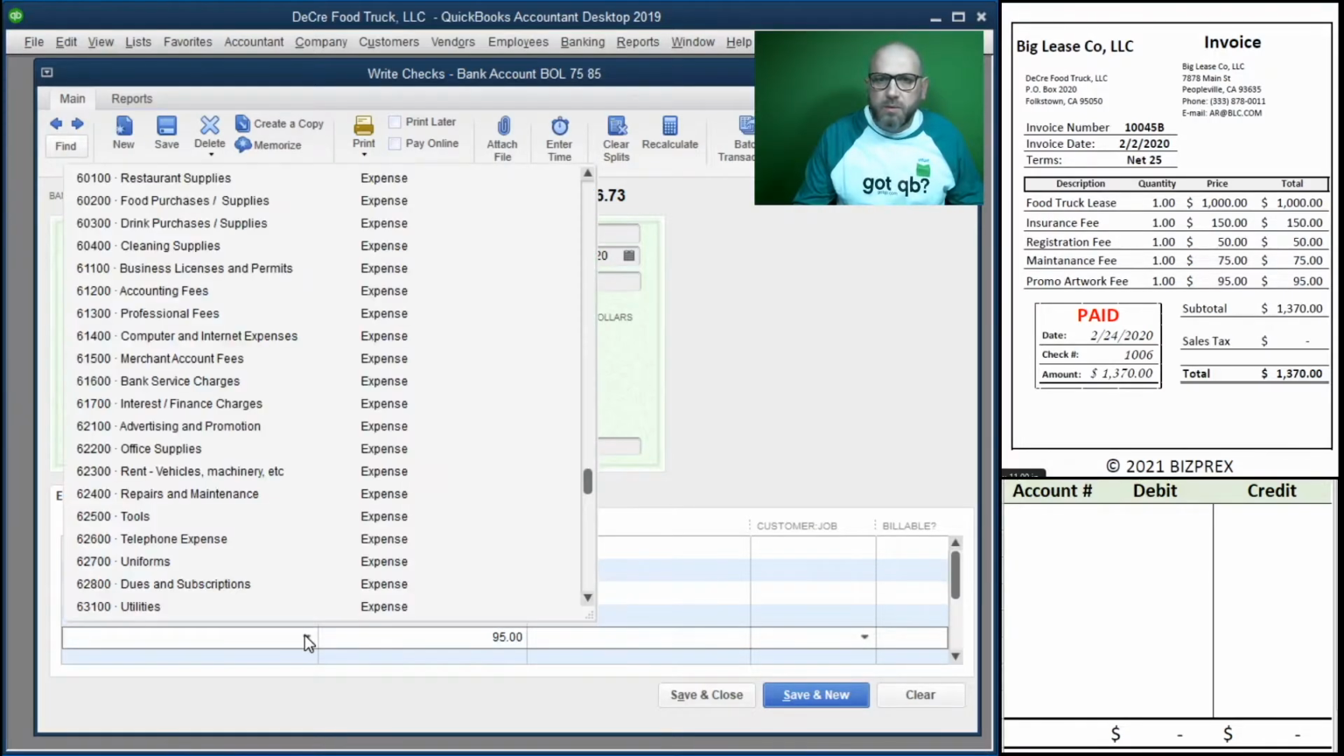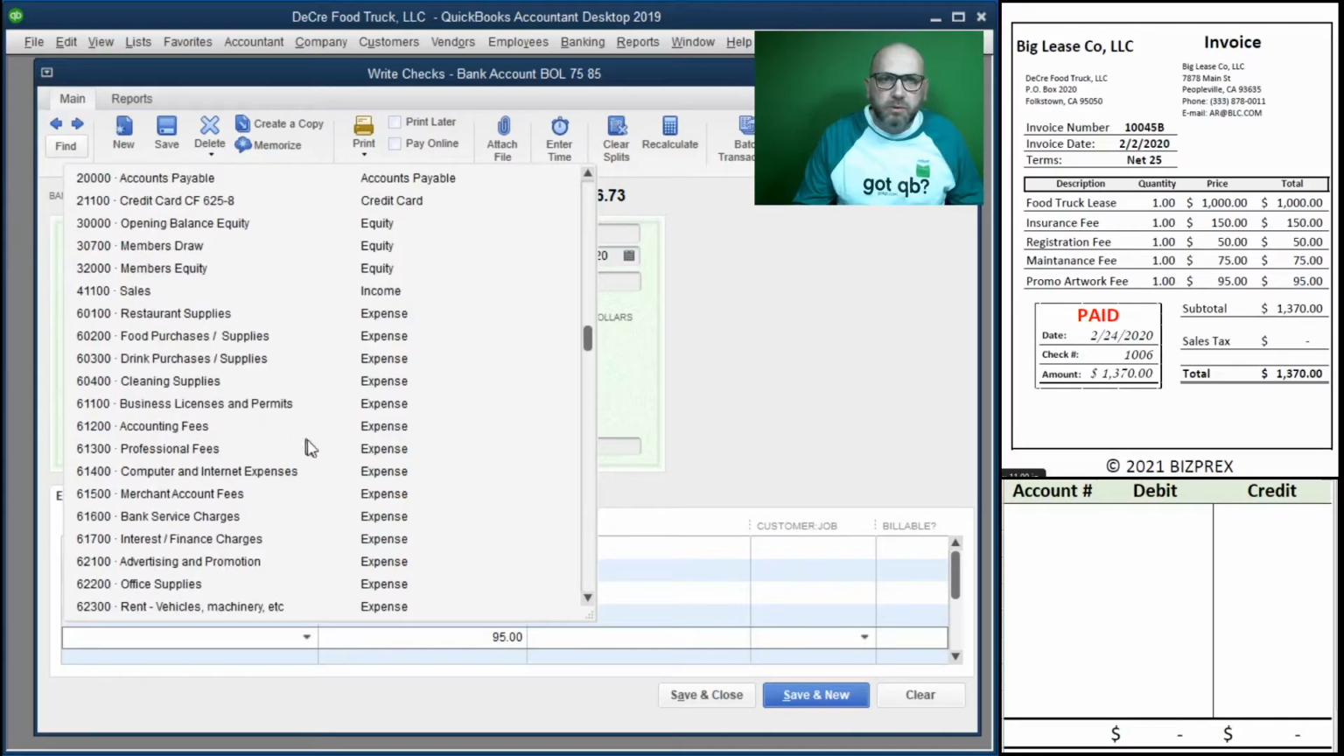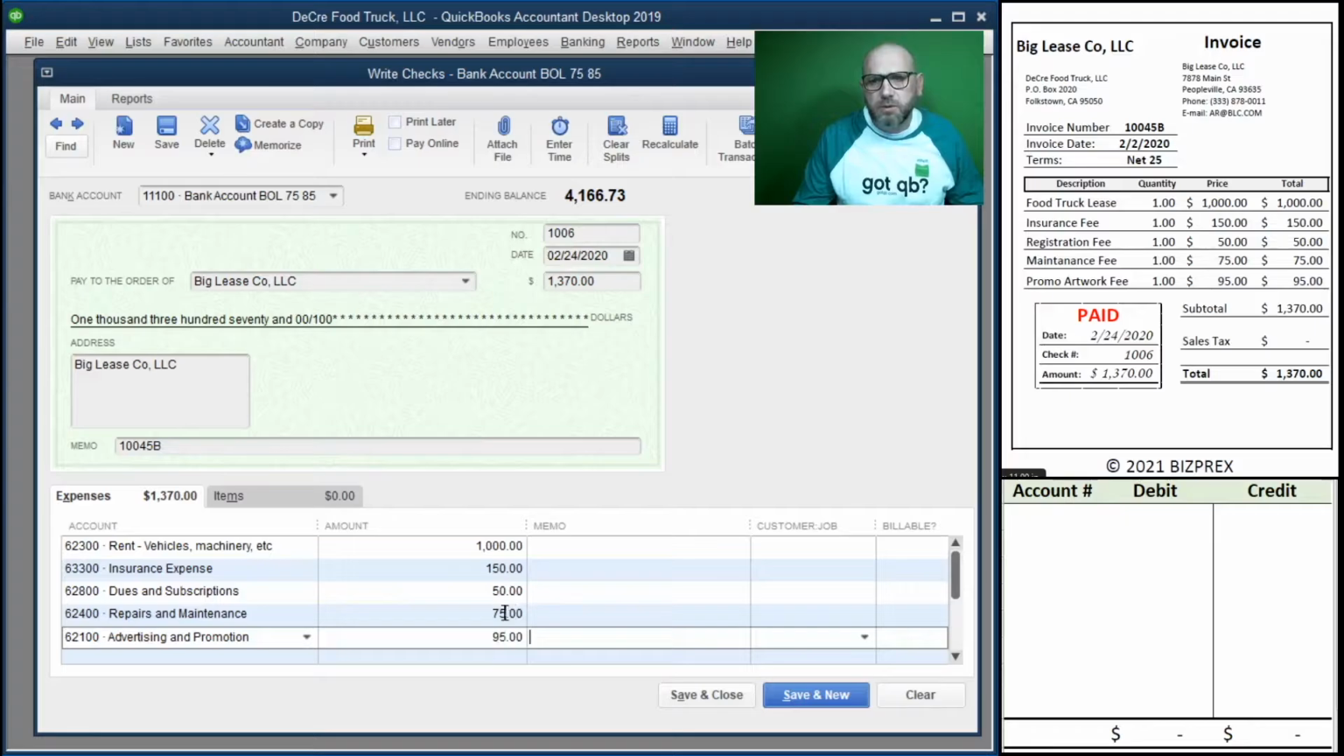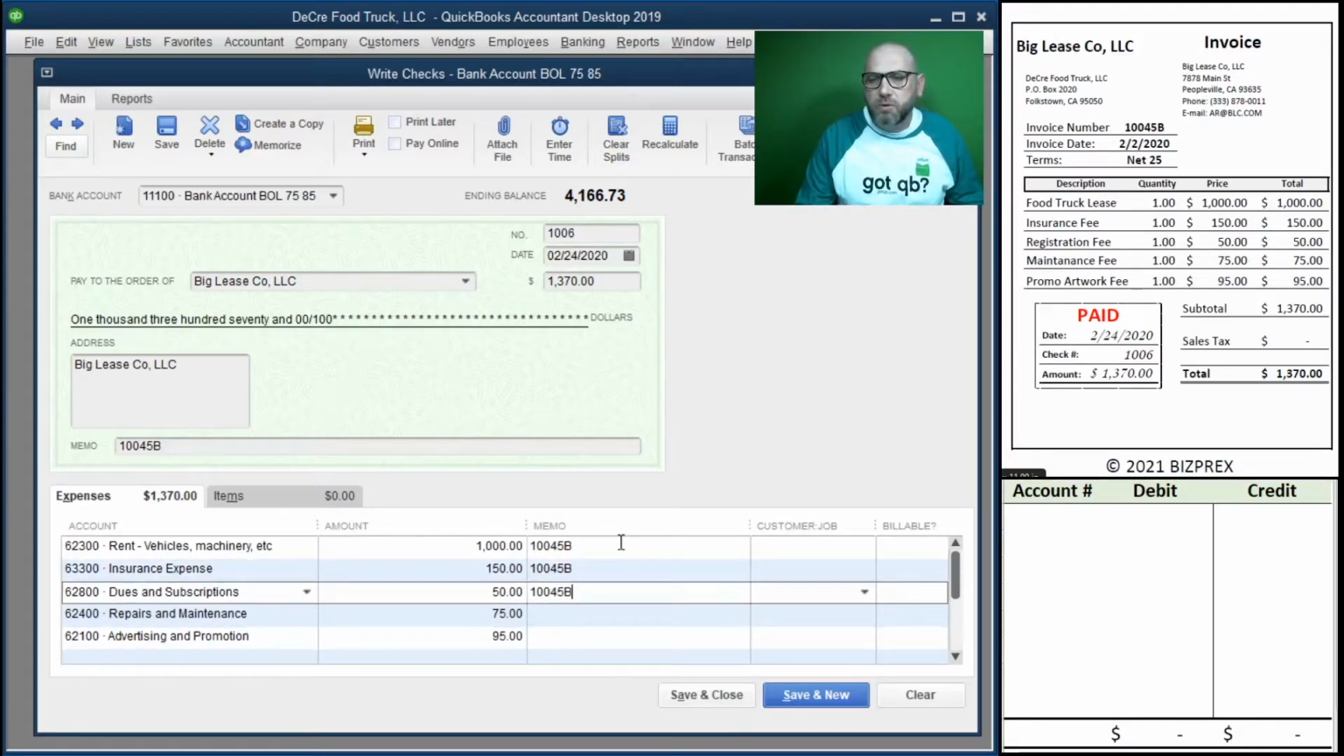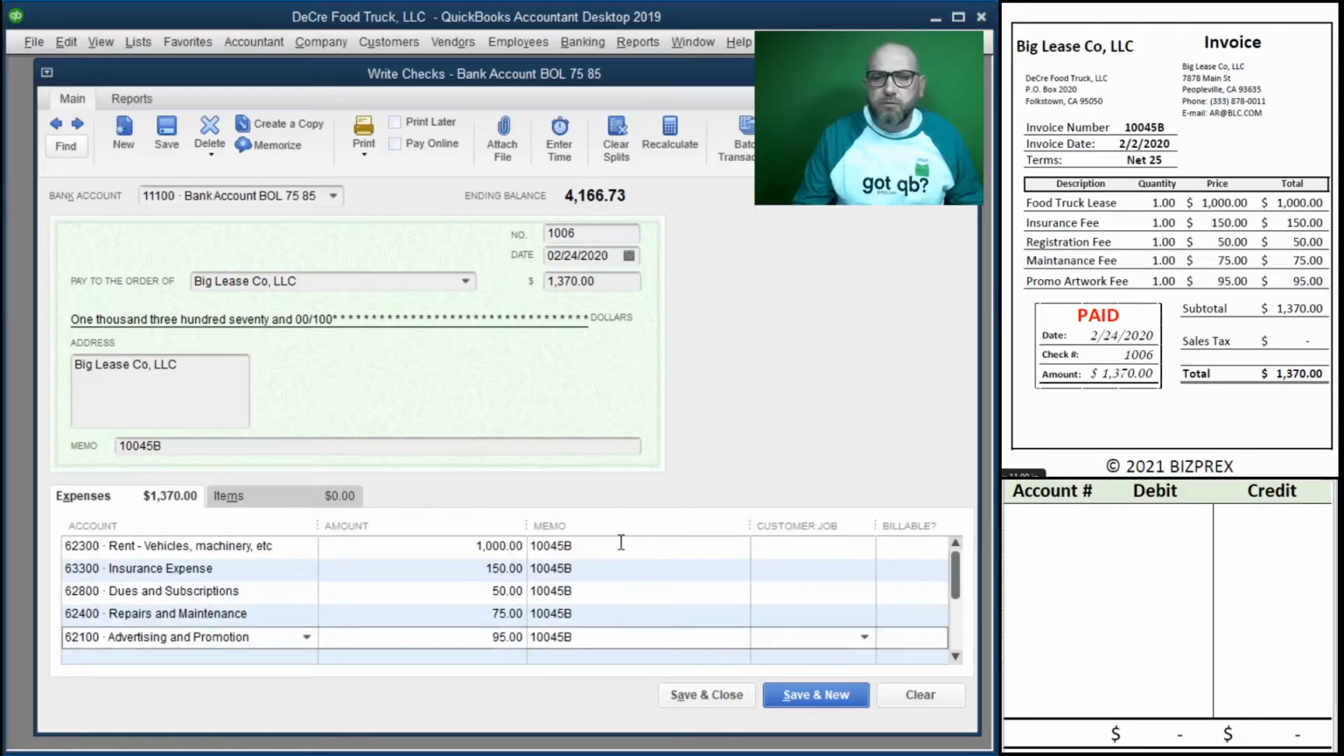And then remember that artwork that they put on our truck, so we got to put it into advertising and promotions. Again, we're going to use our invoice number as our memo, as our reference. And let's again see what's going on behind the scenes. So first and foremost, the easy part is we know that our bank account is going down, so it's going to be credited. So what are the offsetting entries?